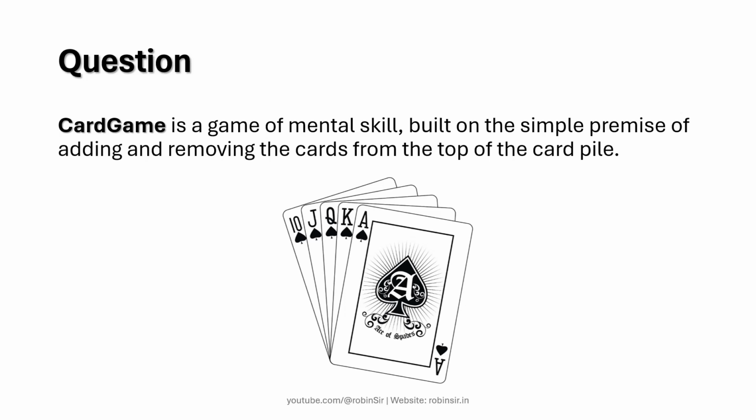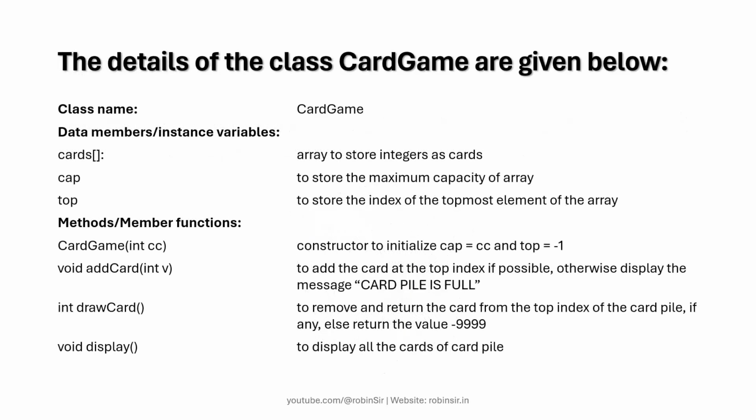So it is following the LIFO principle, last in, first out. These are the details of the class. Class name is CardGame. Then we have an array to store integers, cap to store the maximum capacity of the array, and top to store the index of the topmost element of the array. Then we have a constructor to initialize the capacity and the top, and we also have to create the array here.